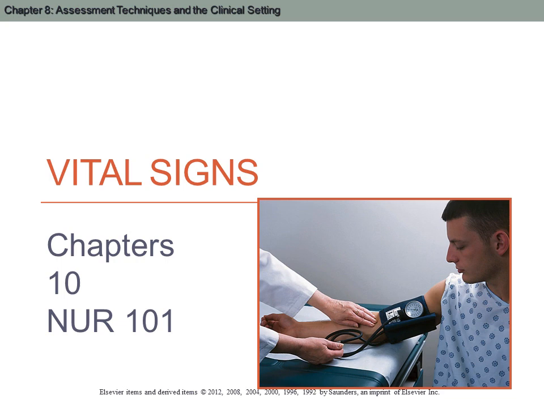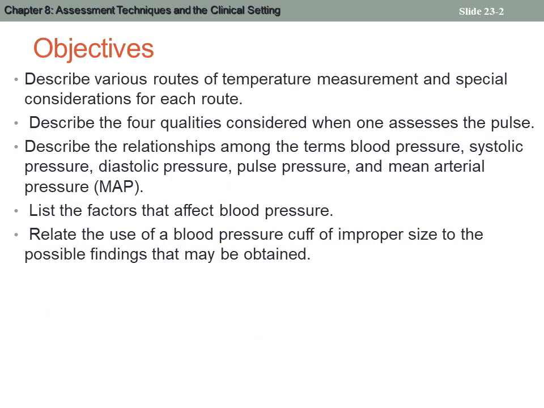Hello again, students. It's chapter 10 in Jarvis, and chapter 10 deals with vital signs. So we're going to describe various routes of temperature measurement and what special procedures we would consider with different routes.